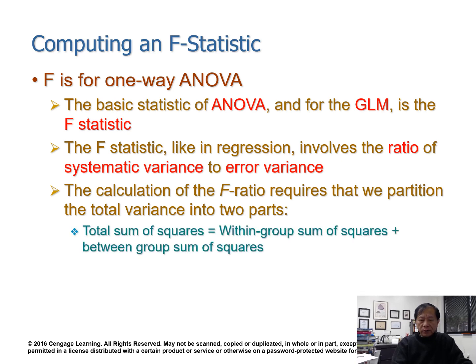To calculate the F ratio, we partition the total variance into two parts: the within group variance, sum of squares error, and the between group variance. So the total variance, or sum of squares total, SST, equals sum of squares error, SSE, plus sum of squares between, SSB, the between group variance.